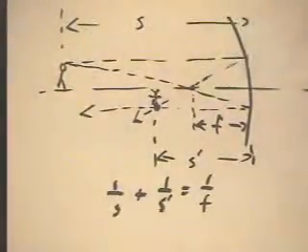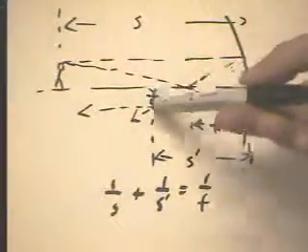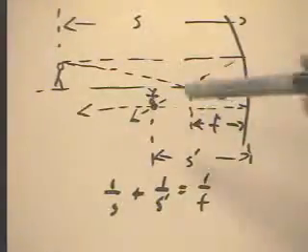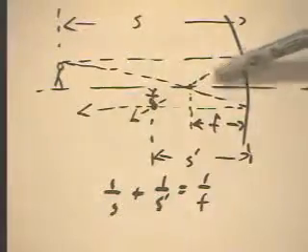A little bit of terminology for the mirror. If s is the distance of an object from the mirror, and s prime is the distance at which the image forms. Now, the image forms how? Well, we do our ray thing. We bring a ray in here, we reflect off of it.